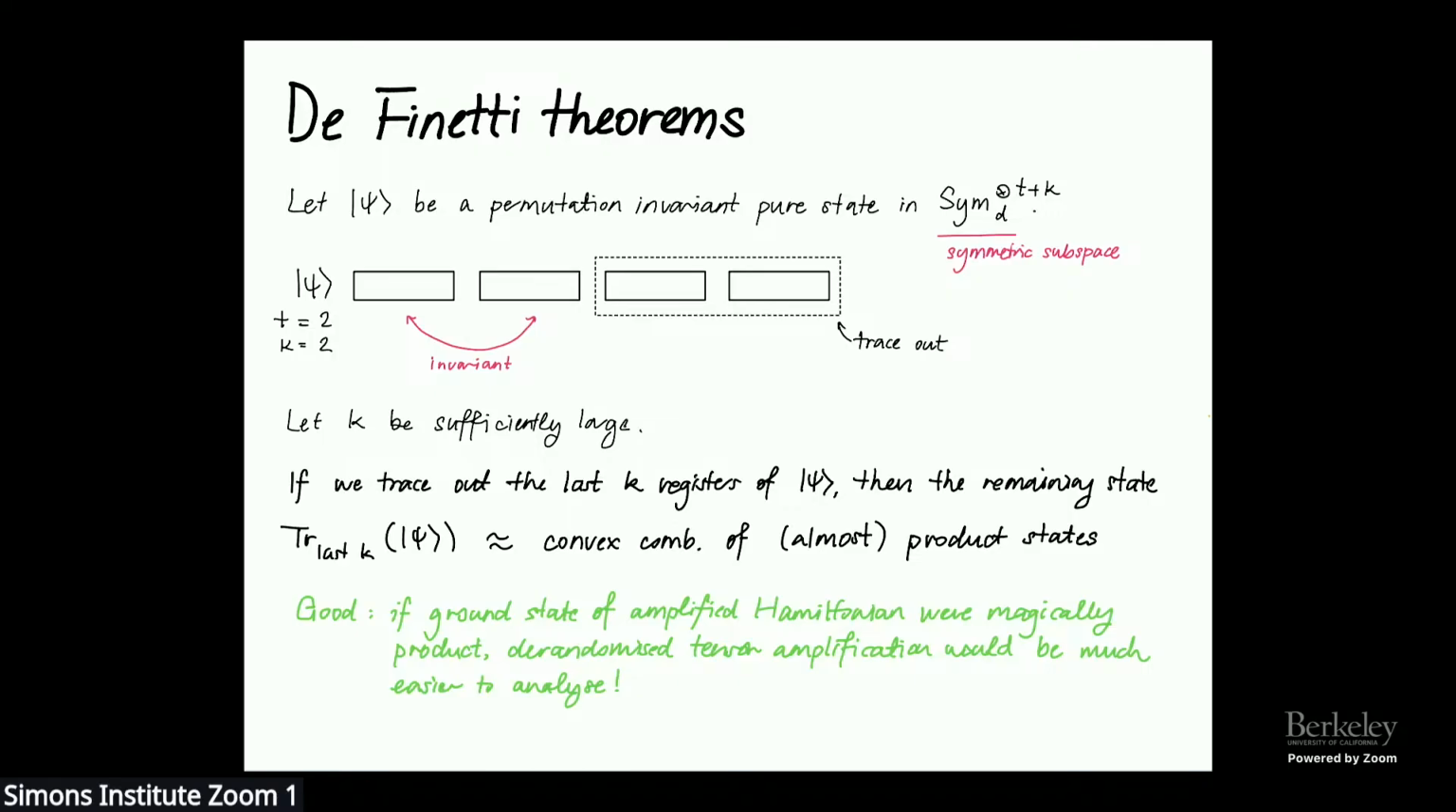So if you're in a situation where you kind of want a product state to exist, but you don't see how to make it happen, what you could try is just throw away some of the registers of your state. First, make sure your state is permutation invariant. You can do that sometimes using various tricks, and then throw away some of the states, and then the rest should be actually almost product, a convex combination of almost product states. And so K is going to be the amount that we throw away here, and T is going to be the amount that we leave.